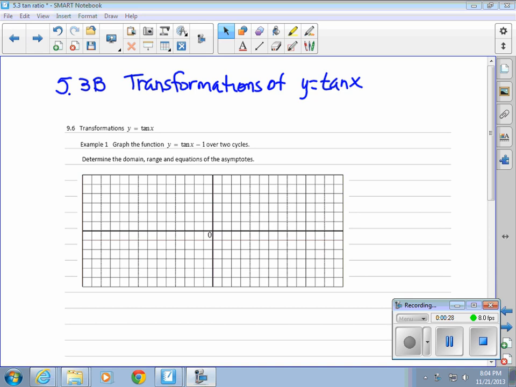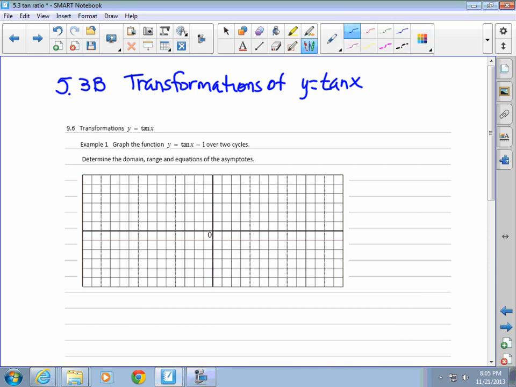So you have the same basic steps. It's just going to be doing those shifts, that vertical displacement, and then the phase shift either left or right. And then on top of that, you'll have either your amplitude changing or your period changing, or maybe a combination of both.